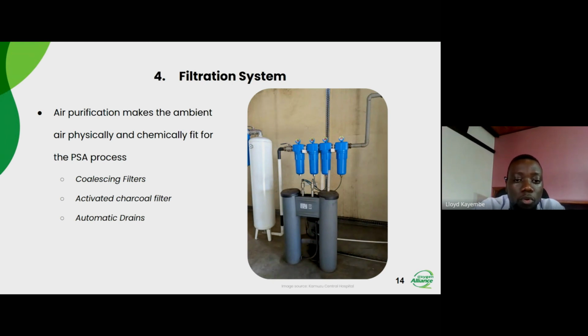A series of coalescing filters are used to remove the oil particles of varying sizes, typically from 5 microns to 0.01 microns. Another filter is called the activated charcoal filter, also known as activated carbon, which further removes moisture and other harmful compounds. These filters can be fitted with an automatic drain system that ensures that the filters are always drained and any accumulated foreign particles in the filters are drained.